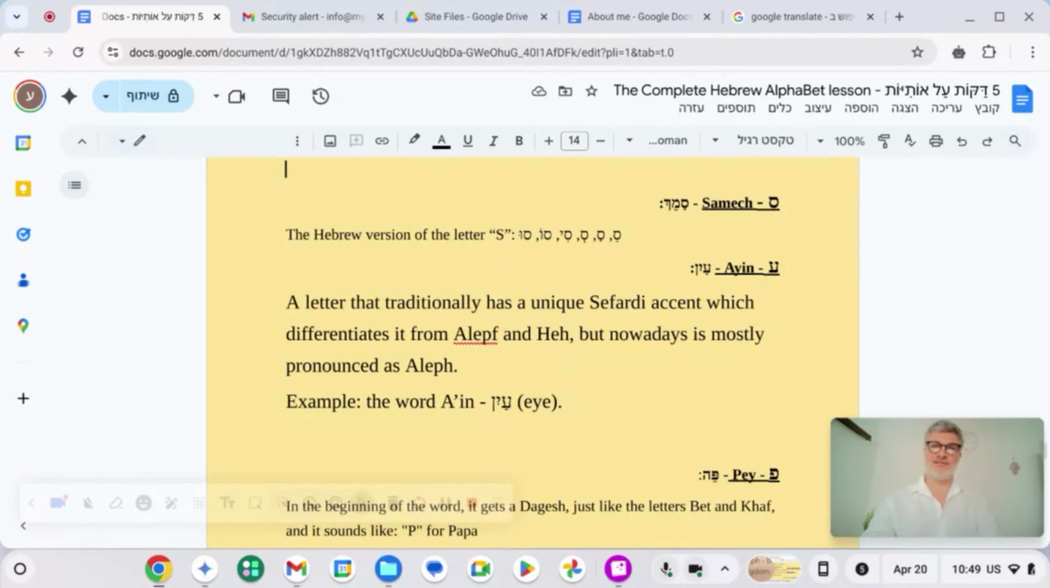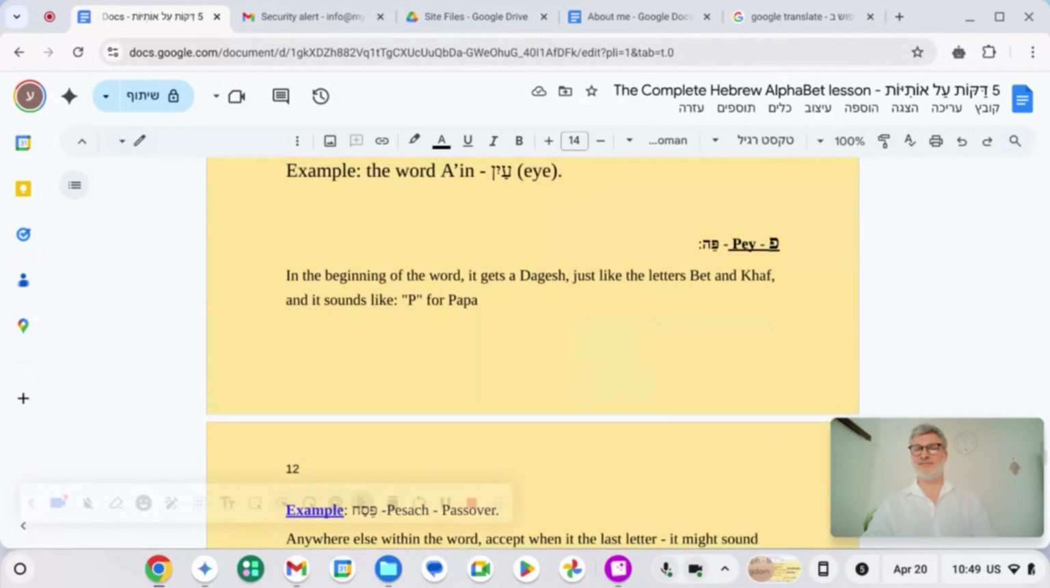The next letter is the letter Ain, a letter that traditionally has a unique Sephardi accent, which differentiates it from Aleph and Hey, but nowadays it's mostly pronounced as Aleph. For example, the word Ein and I. Originally, it used to be pronounced as Ein, but nowadays it is pronounced as Ein.